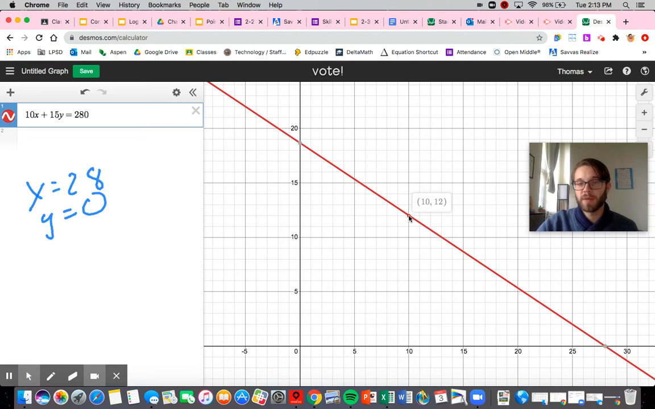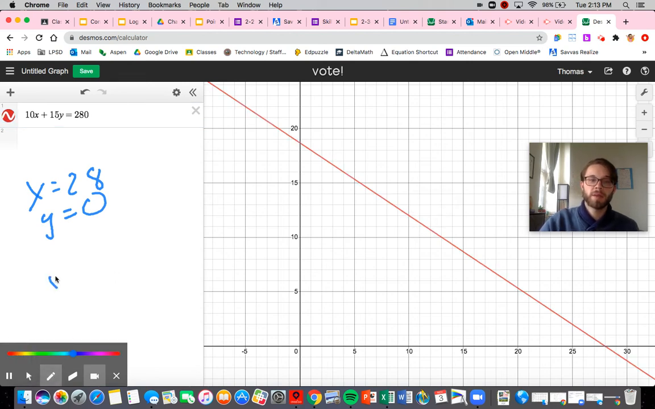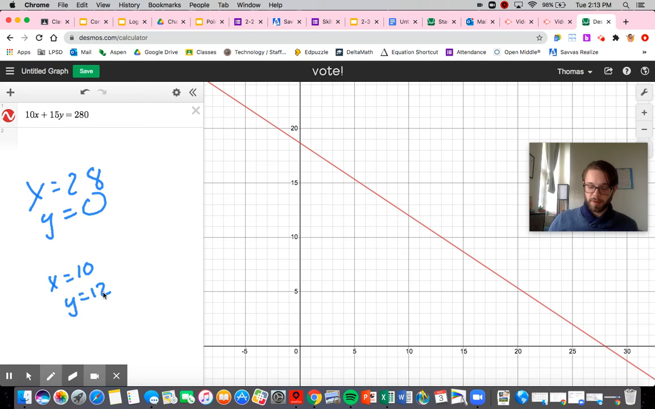I believe 10 and 12 is one. Yep, 10 and 12. So x equals 10, y equals 12. If you wanted to confirm that, you could say 15 times 12 is 180, and 10 times 10 is 100. So you get 280. So that would work. And let's see if we can find any other points.